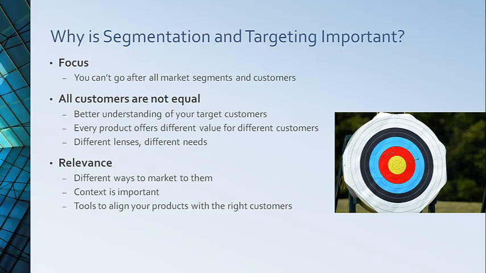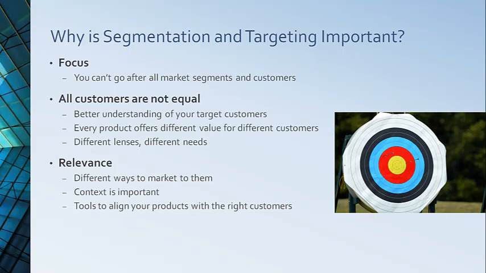And last, it's about relevance. The more that you connect your product with the market needs and with how each customer thinks, the product's going to be more contextually relevant for them. It's going to be more useful for them. It's going to be less about your product and about how you can solve their problems. So you're really using segmentation and targeting to align your products and services with the right customers and the needs and the reasons why they want to buy your products and services.